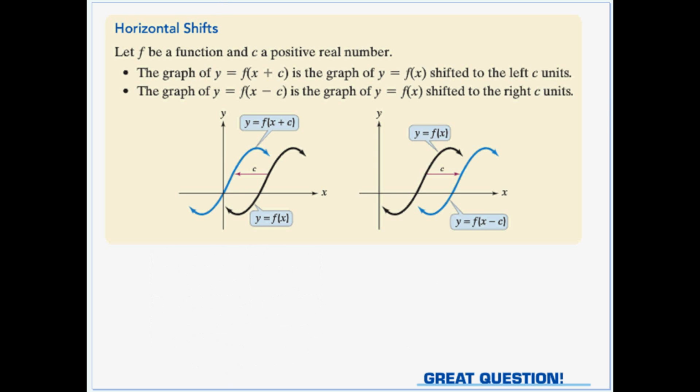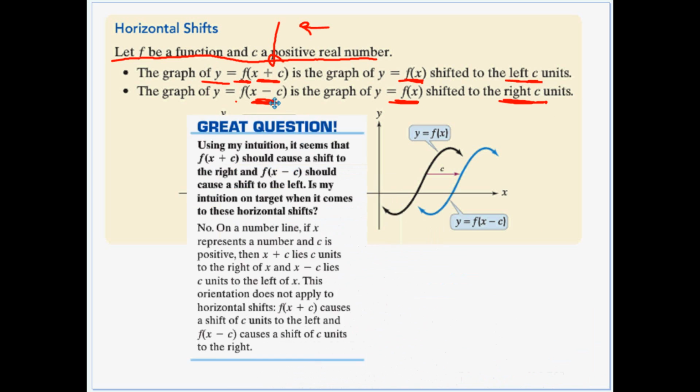So horizontal shifts: let f be a function, c is a positive real number. The graph of y equals f of x plus c is the graph of f of x shifted left c units. So if there's a plus in there, it is a shift to the left. On the other hand, the graph of y equals f of quantity x minus c is the graph of f of x shifted c units to the right. Ooh, now what do we have down here?